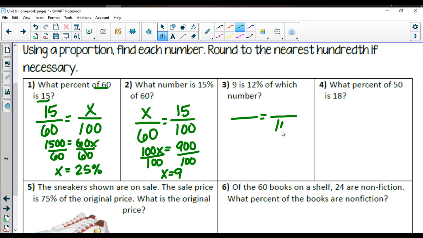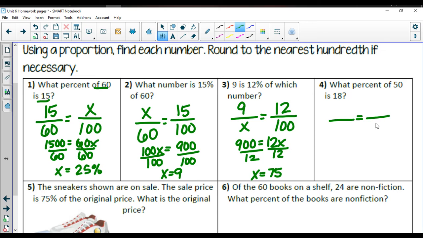The next example, set up my proportion. 9 is 12% of which number? So I get 900 equals 12x. Dividing through by 12, we get x equals 75. So 9 is 12% of 75.